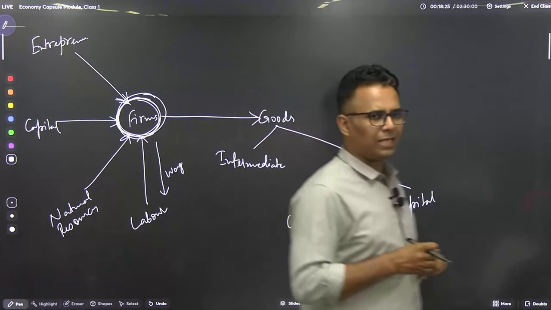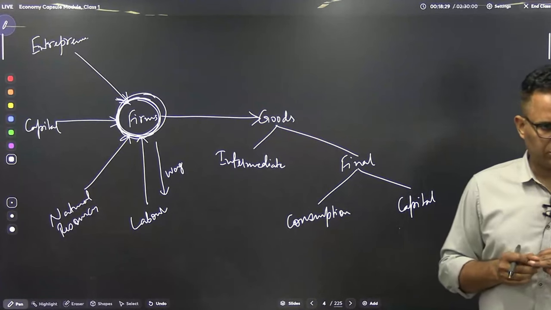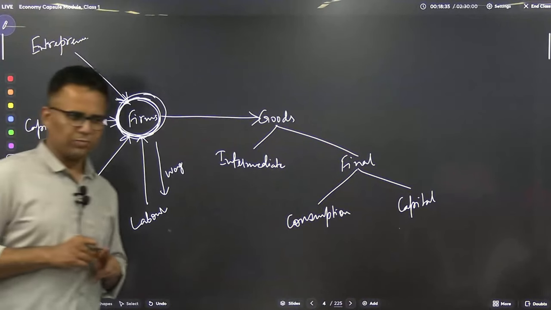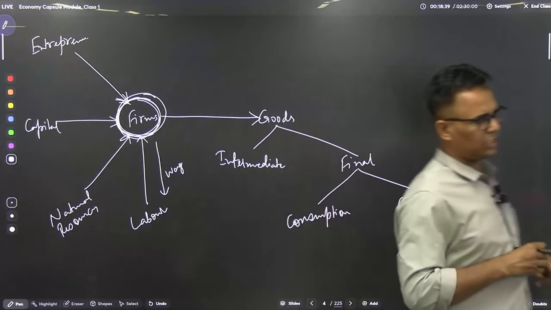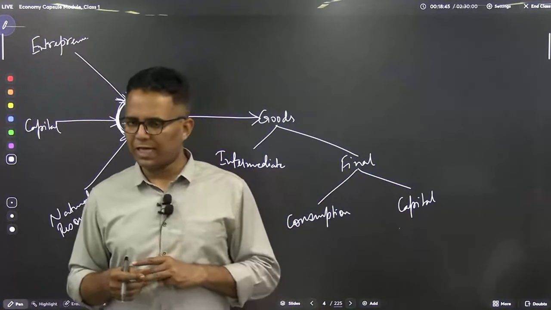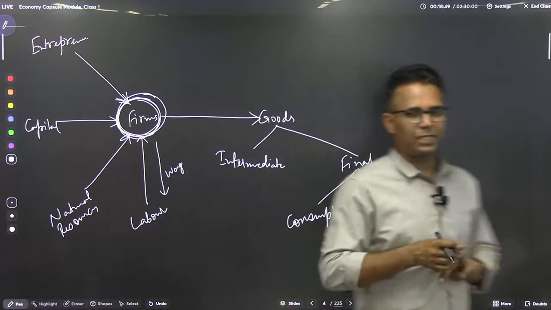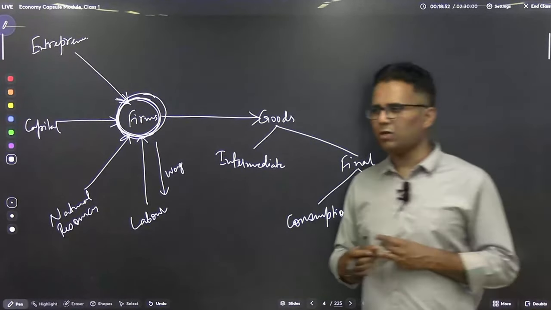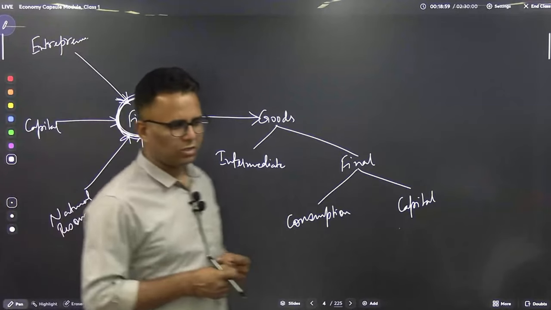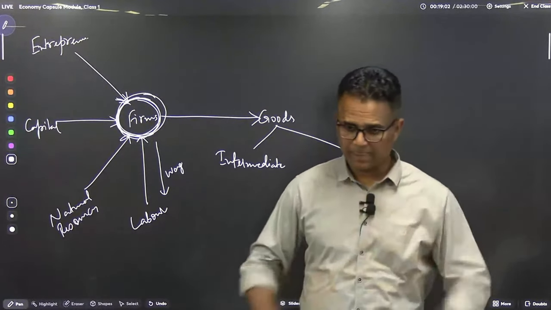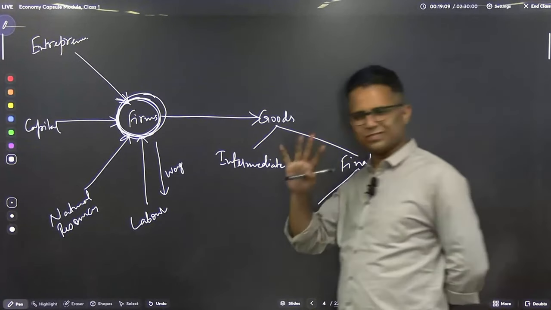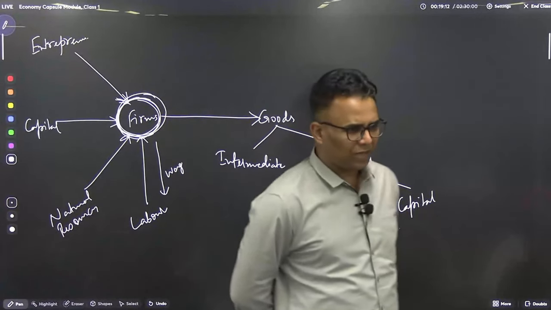Second, it again acts as an input in further production processes. And third, while it is acting as an input, it doesn't get lost or transformed or consumed. We will come to depreciation, don't worry. So you understood the three characteristics of capital goods.